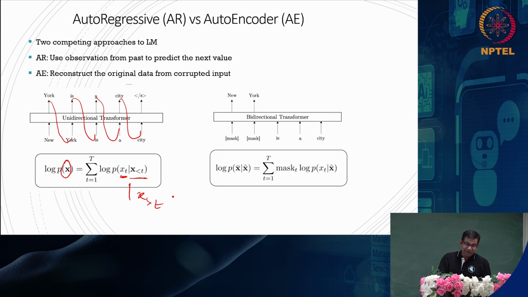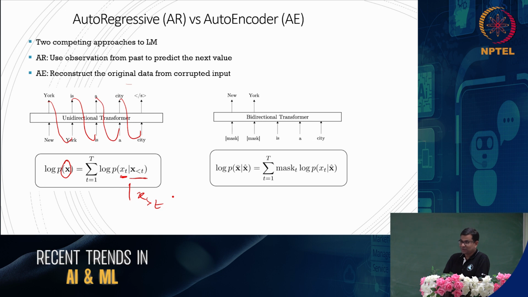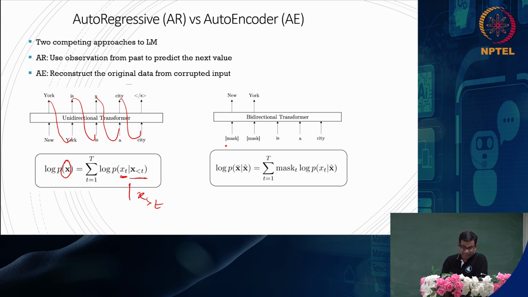Now, in autoencoder, earlier this autoregressive was the model kind of thing, and BERT made this one most popular. So here you just mask, generally 15% of the tokens. You have masked New and York here. These two tokens you have masked, and you are trying to predict them. So you are formulating that, okay, I want to predict X prime given X hat, which is the corrupted input. And that is the objective.